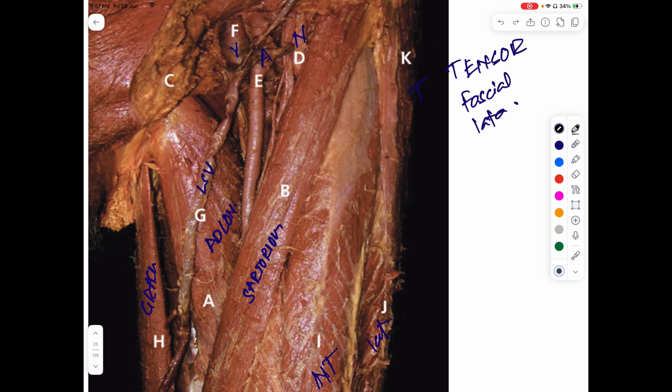The contents of the femoral triangle from lateral to medial are: nerve, artery, vein, and lymph nodes. So you get the femoral vein in this manner, the femoral artery, and the nerve.